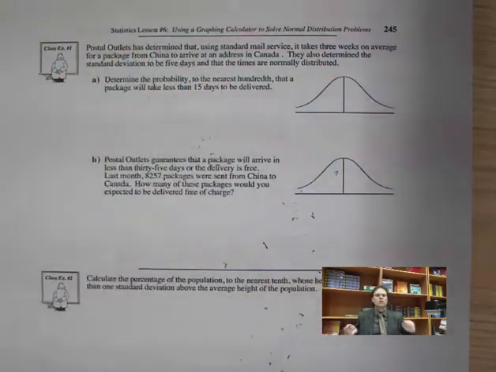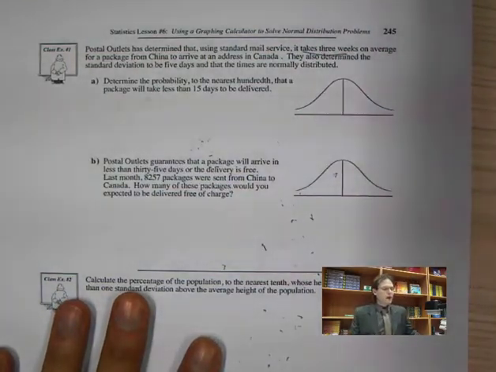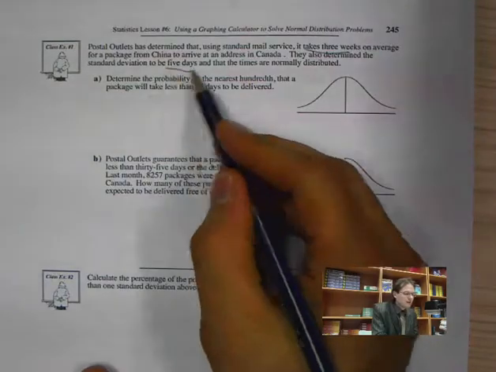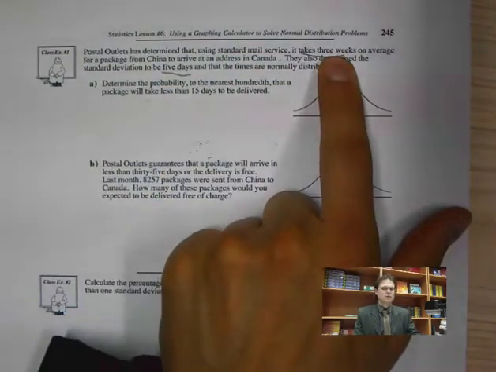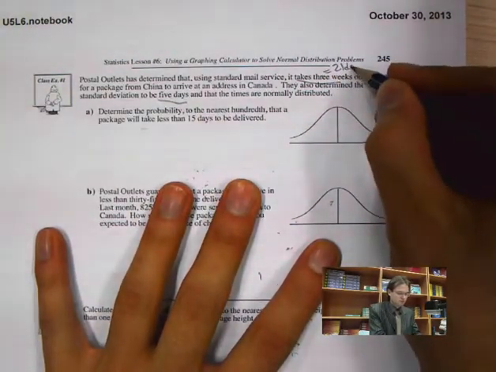The reason why I'm not doing the first few pages is because those are your notes on the keystrokes to do it. Here we're going to do the first few questions together. We're looking at a postal service, and it says it takes 3 weeks on average for a package from China to arrive in Canada. It also says the standard deviation is 5 days. So this is days, this is weeks. We better be doing this in days then. So the 3 weeks is the same as 21 days.